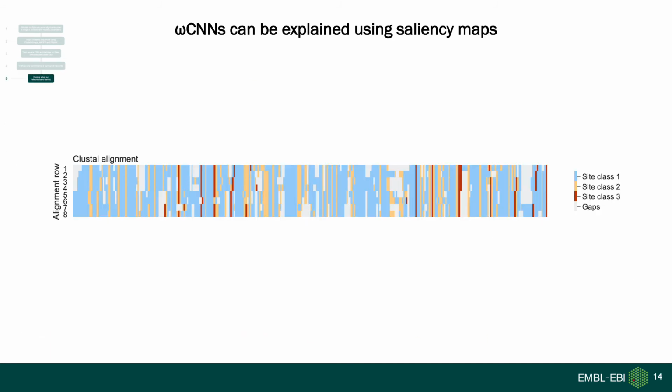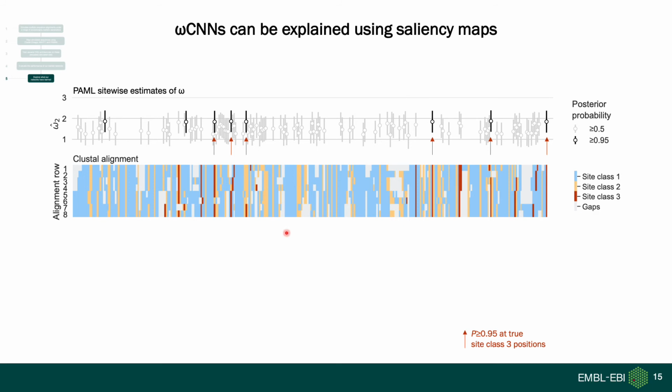And so to finish, I'm going to show you how we can look at what our networks have learned in this problem. And so here I'm showing an example simulated true positive cluster alignment, but instead of coloring the columns by nucleotide, as is typical when looking at multiple sequence alignments, I'm showing instead the site class that each alignment position belongs to, where these red sites, for example, correspond to the sites which were simulated with these high values of omega, so subject to adaptive selection. And sites in light grey correspond to gaps.